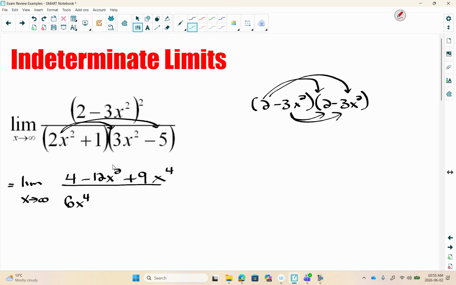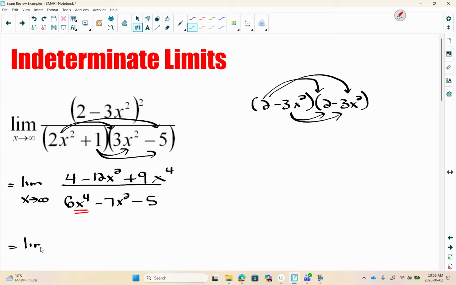This would give me -10x squared. This would give me plus 3x squared. So I have -7x squared. And this would give me a -5. This is where I divide everything by the highest power present in the denominator, x to the 4th.